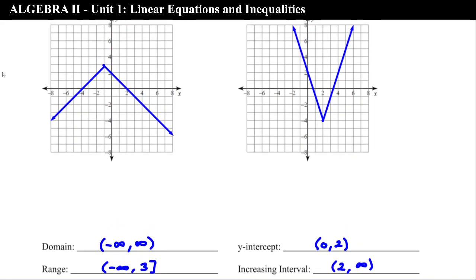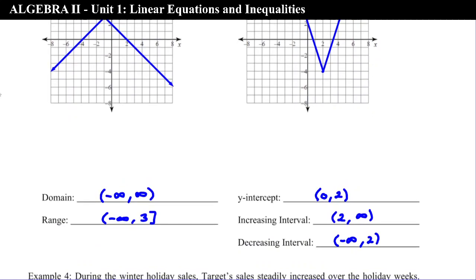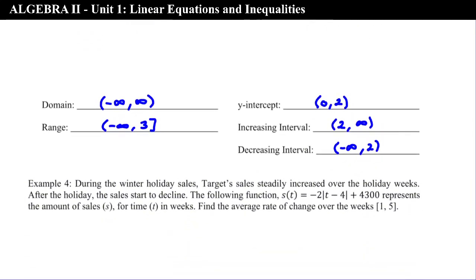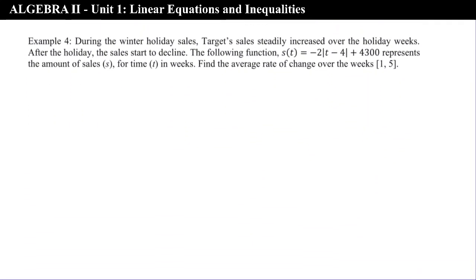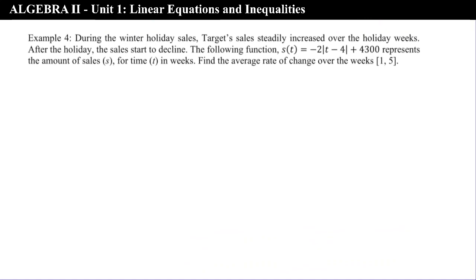So, once we graph these things, we're able to kind of pick out key features. That's something we're going to continue to do here along the way. All right, let's throw in a word problem. During a winter holiday sales, Target's sales steadily increased over the holiday weeks. After the holiday, the sales start to decline. The following function represents the amount of sales for time in weeks. Find the average rate of change over the weeks from 1 to 5.